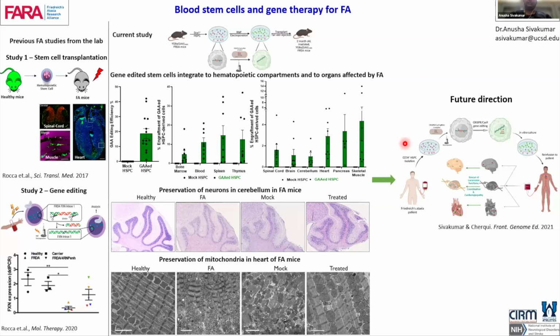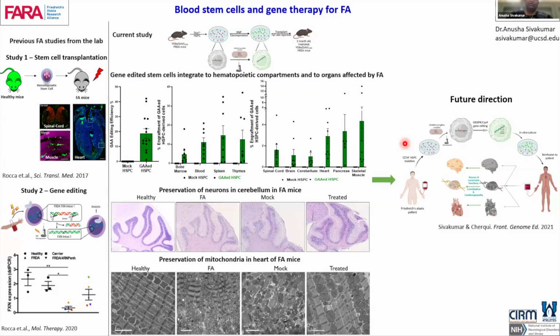I am a project scientist at Dr. Stephanie Cherqui's lab at UCSD. As a lab, we are working on developing blood stem cell and gene therapy for rare diseases. We have previously done a phase 1/2 clinical trial on another rare disease called cystinosis, and Friedreich's ataxia was the next study that we were able to develop from the lessons that we learned on cystinosis.